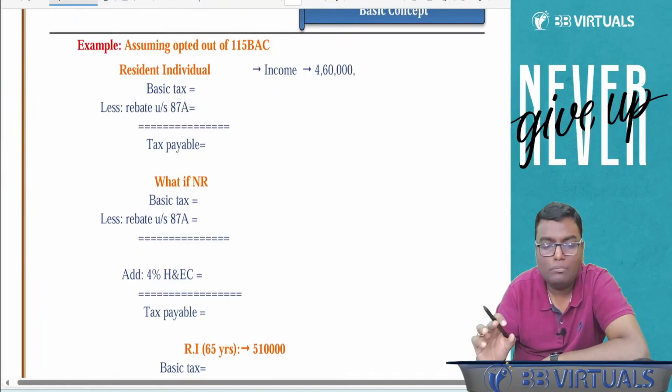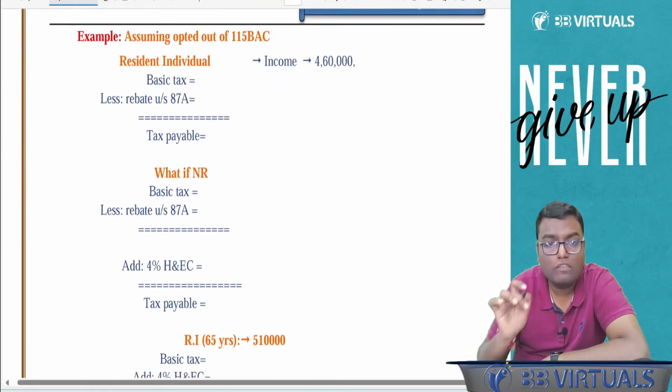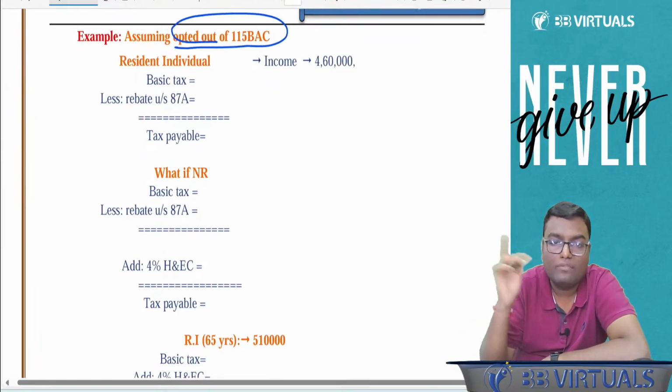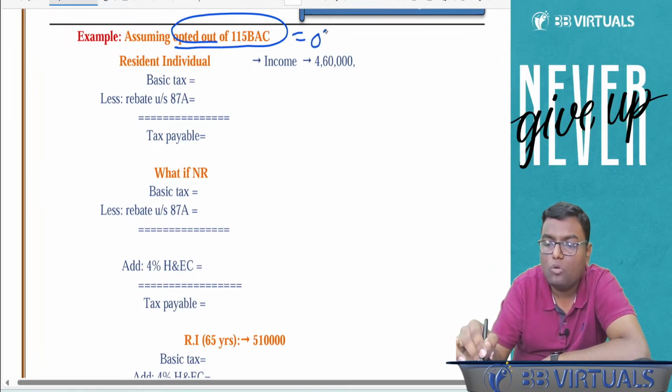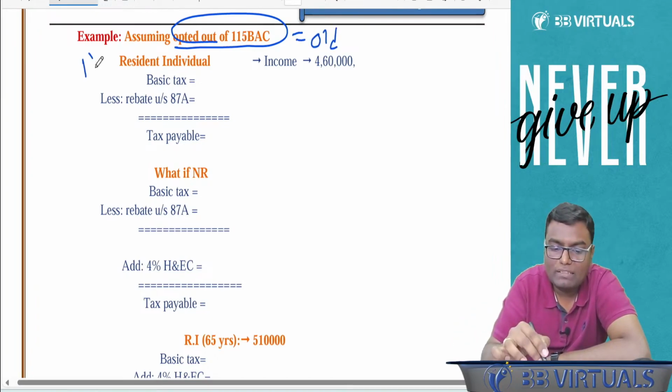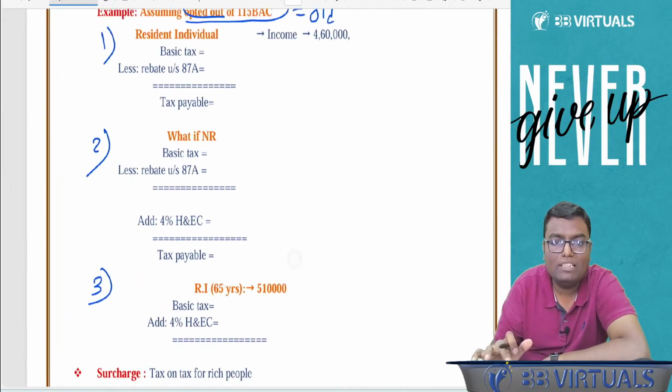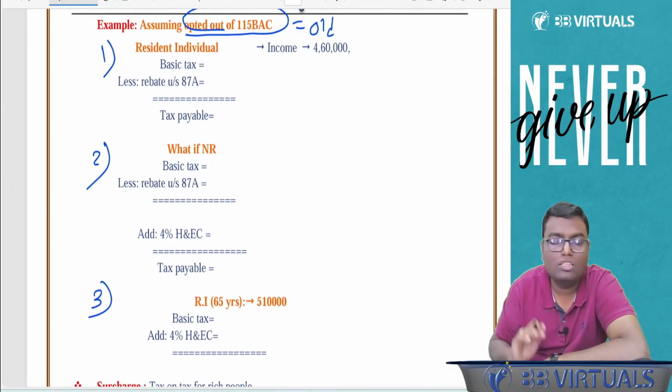Okay, I'm giving you some time over here. Assume that person has opted out of 115 BAC, that is, he is following the old regime. Calculate these 3 questions. Calculate and tell me the tax payable in all these 3 particular questions.